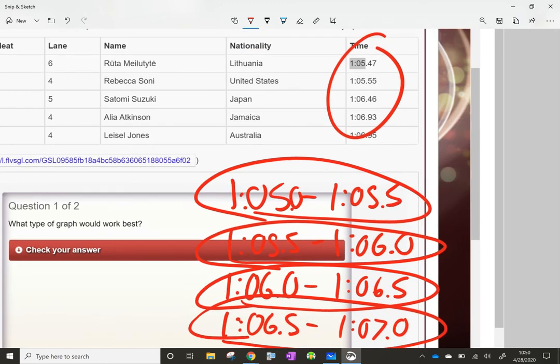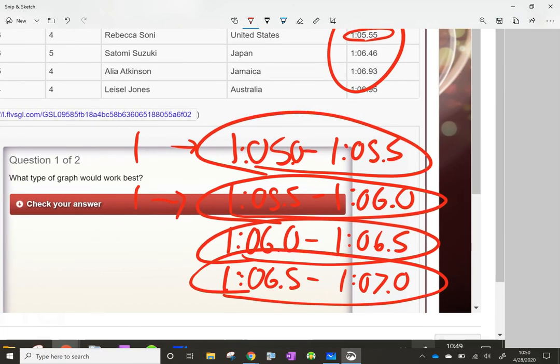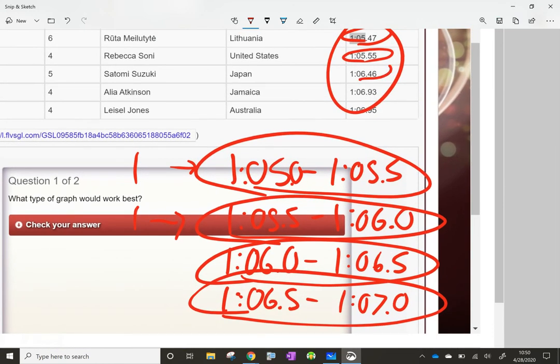So how many swimmers swam between a minute 5 and a minute 5.5? Well, there's only one swimmer in that range. How many swimmers swam between a minute 5.5 and a minute 6? There's only one swimmer in that range as well, right? A minute 6 to a minute 6.5, that's only one person again. And people that swam a minute 6.5 to a minute 7, there are two people in that range. So you would simply make a histogram for that.